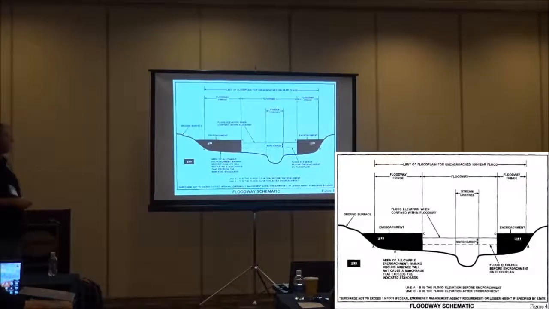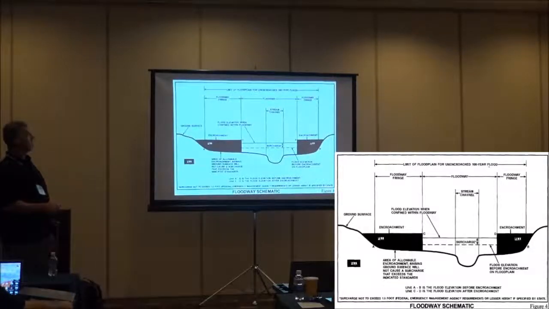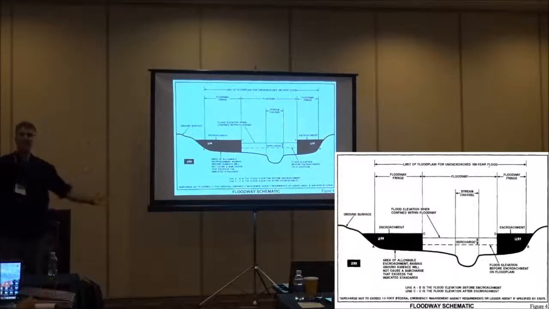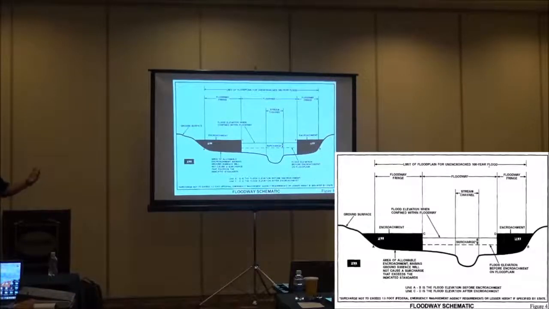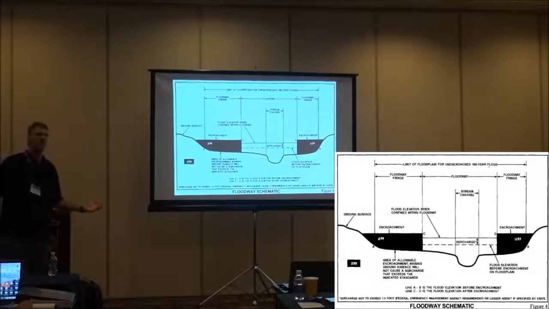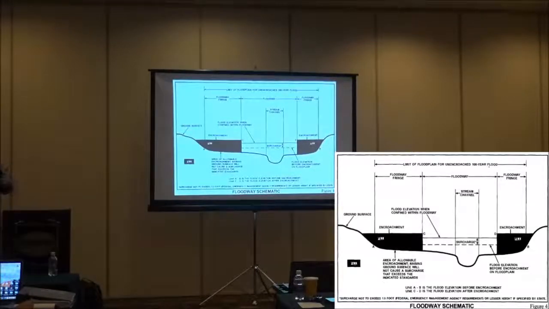So my floodway is the area where my water always is, essentially, and that's defined by here. So here's the area where my water always is, and that's my floodway. The areas on either side of the floodway we call the flood fringe, or the floodway fringe. They're the fringes on either side of that main channel.